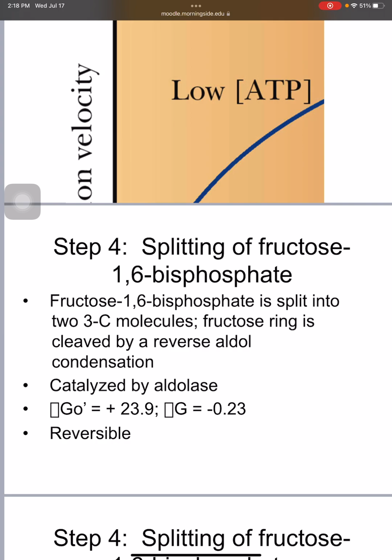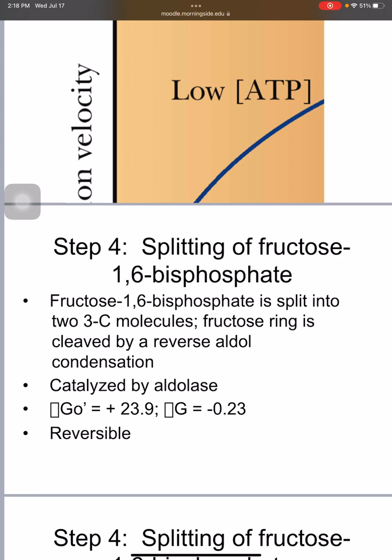All right, step 4. This is where things get exciting. Here, we're actually going to take our 6, remember we've had 6 carbons all the way through so far. Here's where we're going to split it up. We're going to take fructose 1,6-bisphosphate and we're going to break it up into 2 3-carbon fragments.